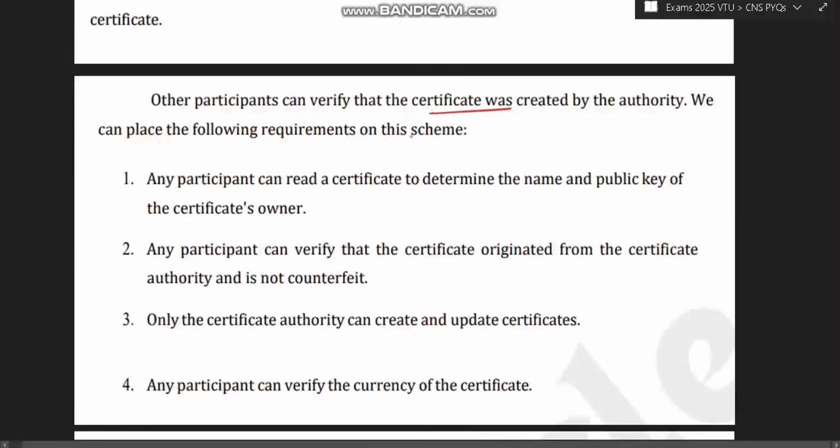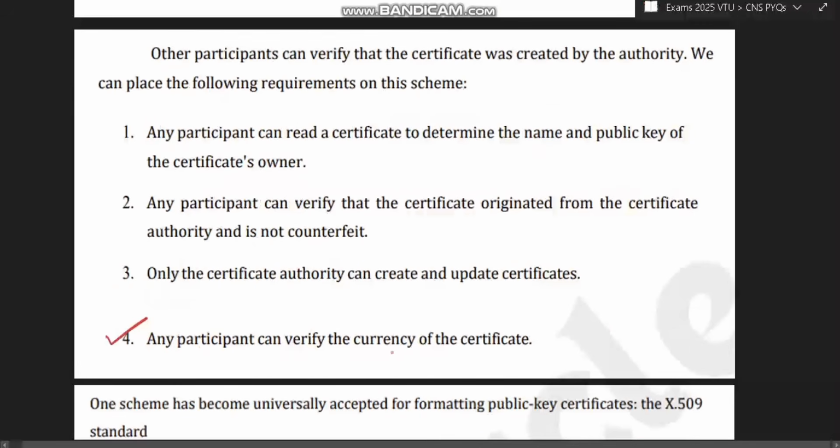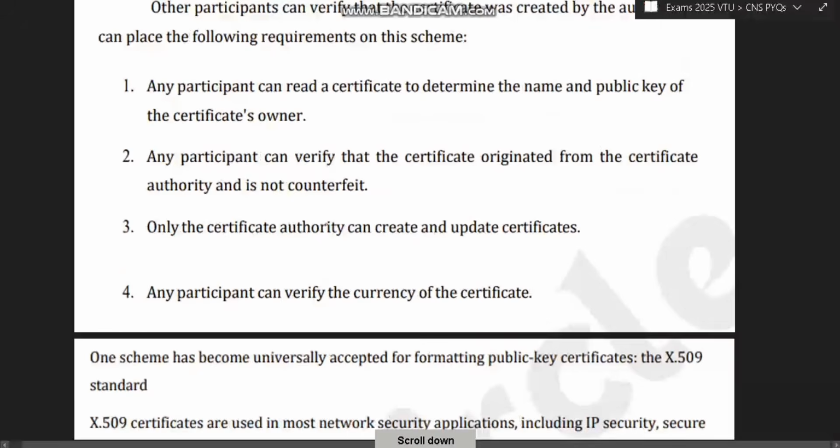We can place the following requirements on the scheme. Any participant can read a certificate to determine the name and the public key of the certificate's owner. The information is public. Any participant can verify, that is also possible. Only the certificate authority can create and update certificates. Only the authority has that permission, and any participant can verify the currency of the certificate. So everyone can verify, but who can create and update? Only the certificate authority. So it is a secure method. Okay.